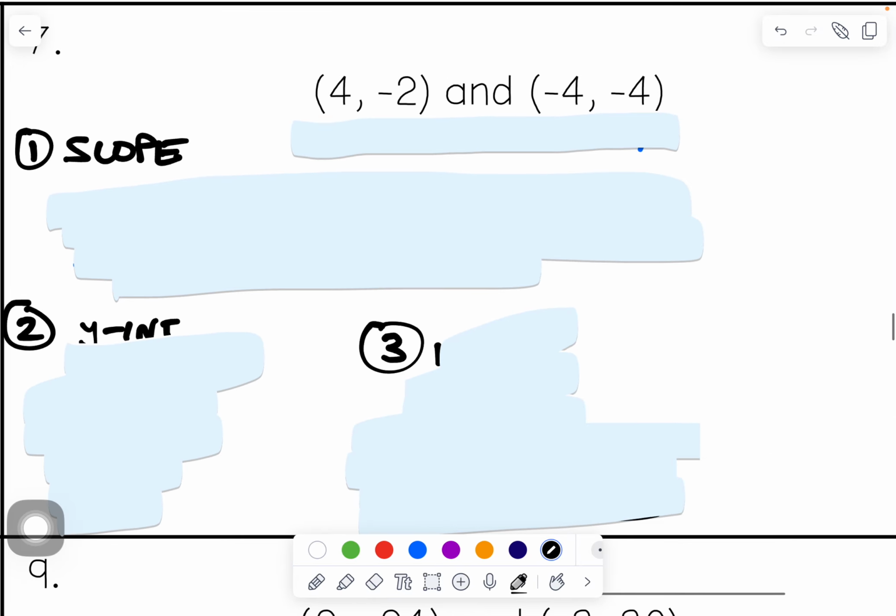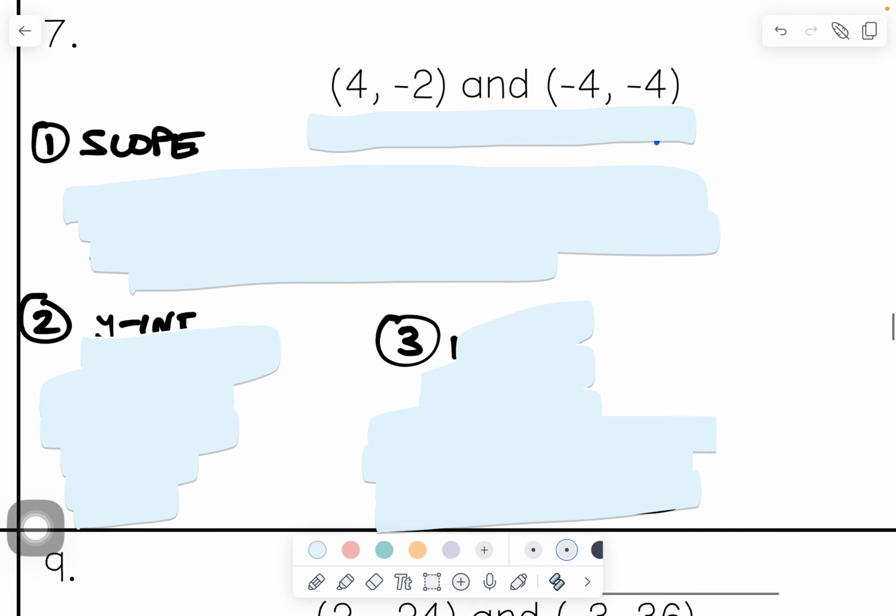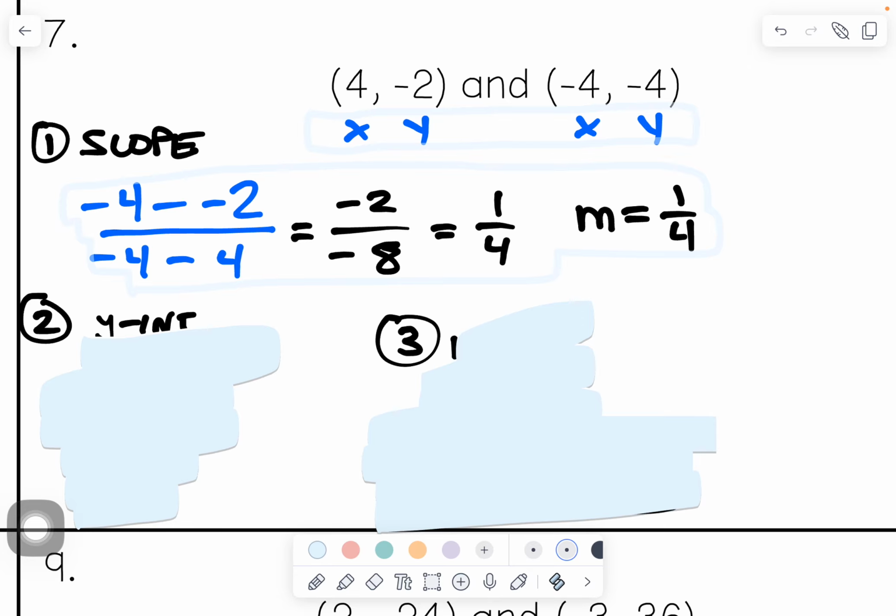All right, welcome back. So we're looking here at this problem. First step is to find slope. Label your x's and y's. When I find my slope, I did -4 minus -2 over -4 minus 4. That gave me -2 over -8. When I reduce that, I get 1/4. So my m value was 1/4.